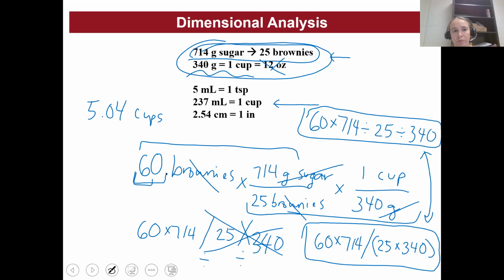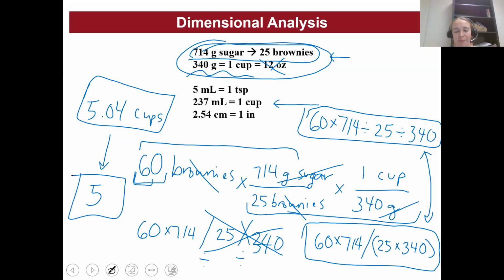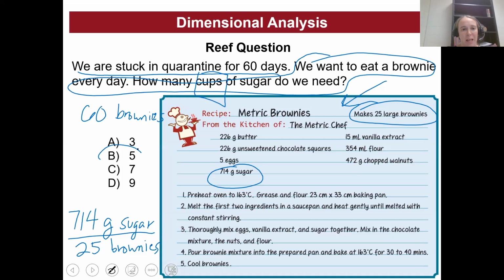So there's not a real win here for significant figures, but most people don't have measuring cups that can go to a 0.04 cup. So instead, I'm going to round it to 5 and say that your brownies might be a teeny bit less sweet than they could be. But I'm going to go with 5 cups of sugar because we have to think practically sometimes as well as with significant figures. All right, cool. So that would be answer B.